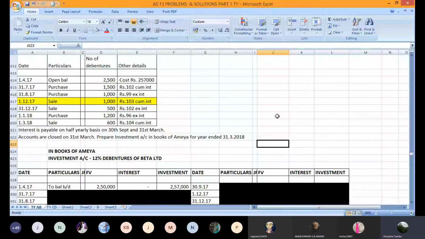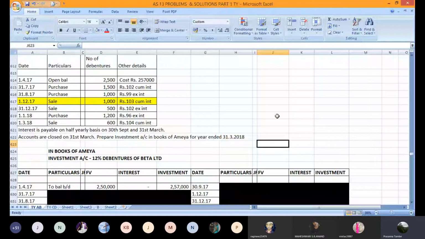Can someone tell me for how many months the interest is included in this price of 102 rupees per debenture? 4 months. The last payment was 31st of March, as you can see from the due dates. So April, May, June and July, 4 months interest is factored in 102 rupees. So we have to remove that interest, find out the cost of investment separately, and then account for cost of investment and the interest payment separately. So let's see the working note, and then we will account for this.